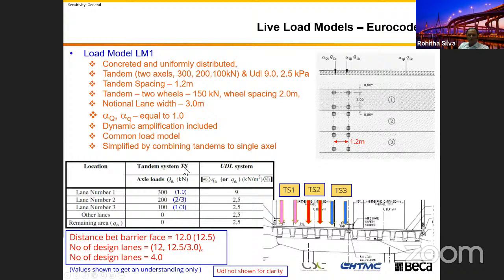If you go to this load model, your 4th lane in the design, so that at any value is equivalent to designing a car park in a building. 2.5 kPa. That's exactly what we are talking about. If your design lane, if you got a 5 lane or 6 lane, 6 lane in the bridge.